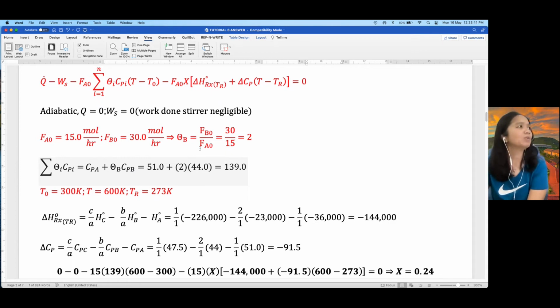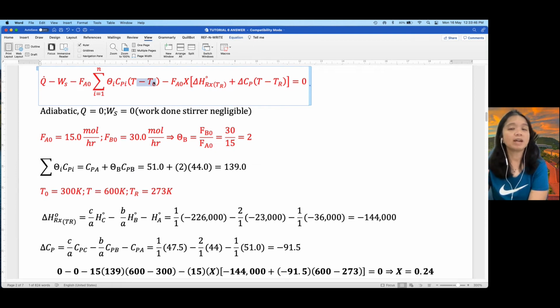Done. Okay, so next one. T minus T0. So you already know, right? T is 600 because the question already says the reaction is at 300 Kelvin and then rises to 600 Kelvin during the reaction. So T is 600, T0 is 300. Okay, done. So we go to the back part.